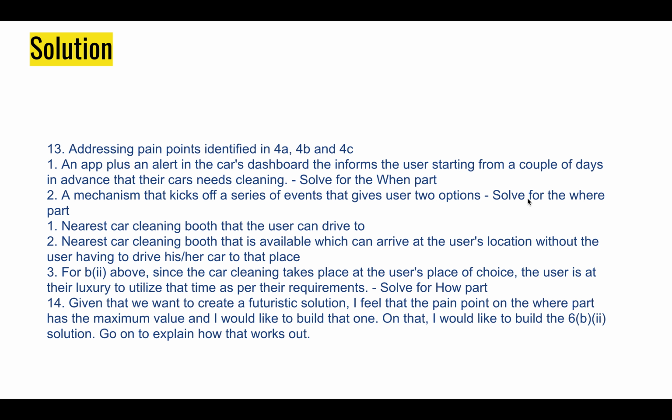Number one, solve for the where part, right? So number one is the nearest car cleaning booth that the user can drive to, and number two, the nearest car cleaning booth that is available, which can arrive at the user's location without the user having to drive his or her car to that place. That's an interesting solution, the second part.